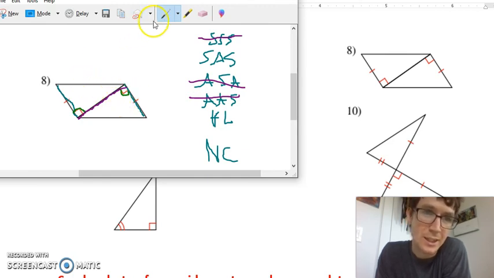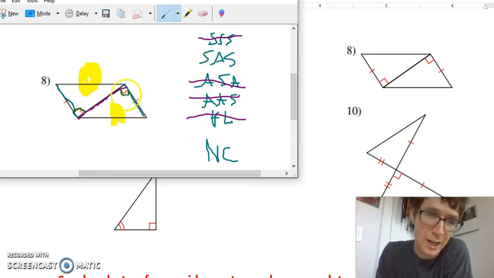this side over here. This side is our hypotenuse. These two sides here. So this is hypotenuse, this is hypotenuse. If they don't give you the hypotenuse, you can't use HL. So although these are right triangles, you don't want to use HL. If you start at blue, you go side, angle, side. Start on blue over here, you go side, angle, side. So that's going to be your best option.